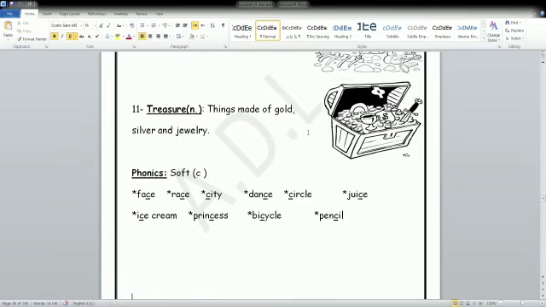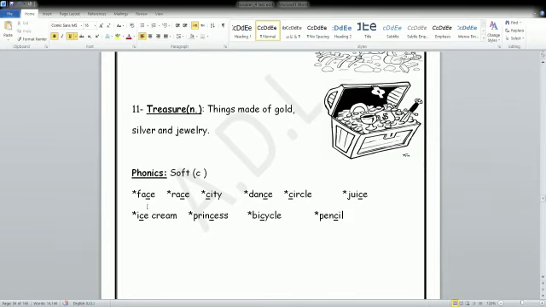Now we come to phonics. We have the soft C. The letter C in some words sounds like s. When the letter C is followed by E, I, or Y, it sounds like s. It is called soft C, like these words.